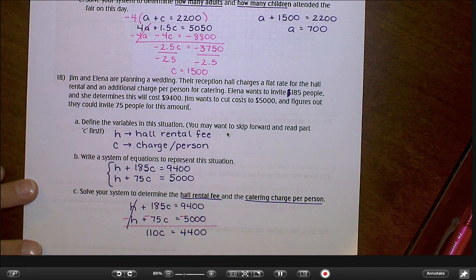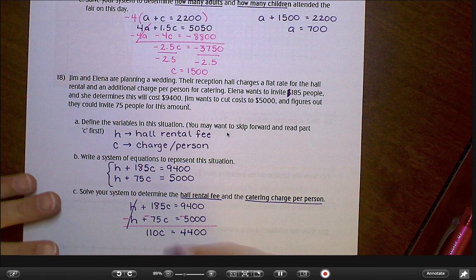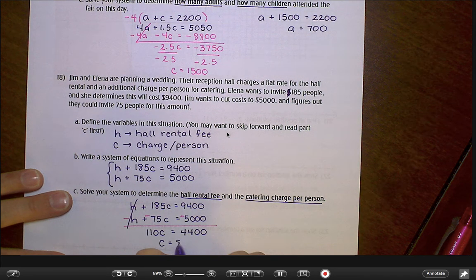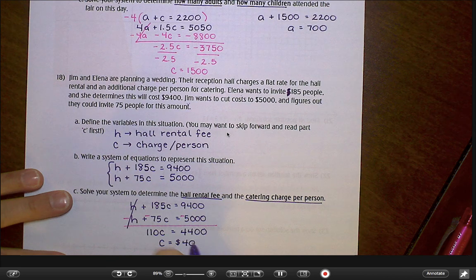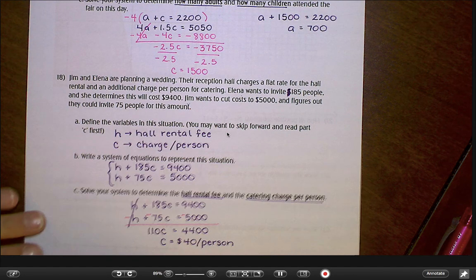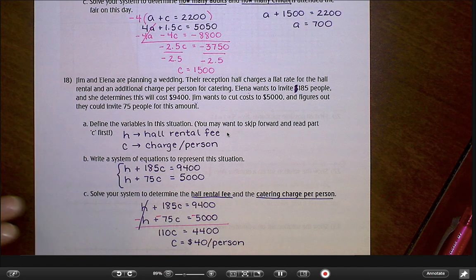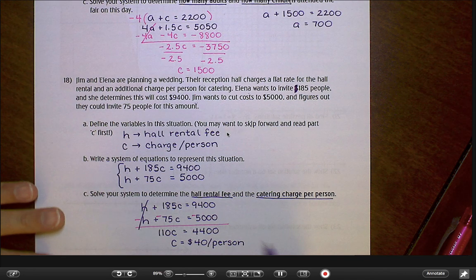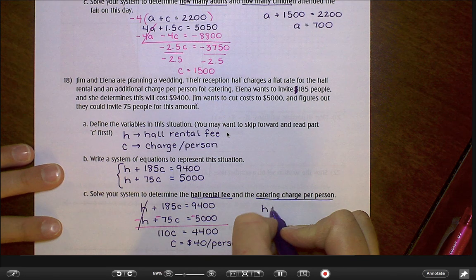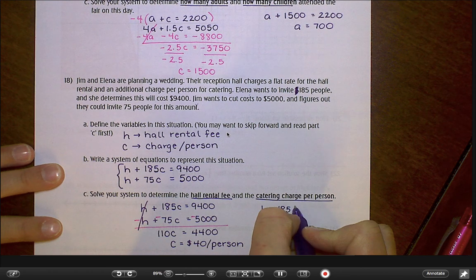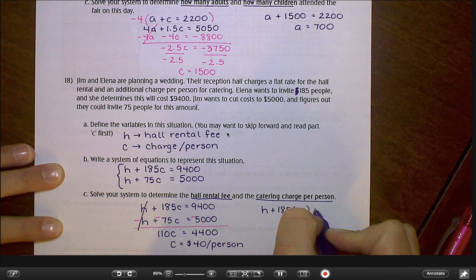And then when I divide, I think that's going to be 40, but let's see. 4,400 divided by 110. Yep. So we get a catering charge of $40 a person. It's actually quite reasonable. So catering charge $40 a person. Now that we know that, we can go back and figure out what that hall rental fee must have been. Using that top equation, I would go H plus 185 times the 40 is 9,400.